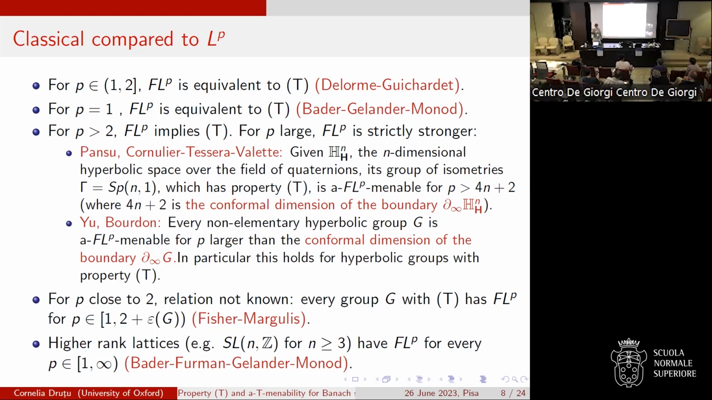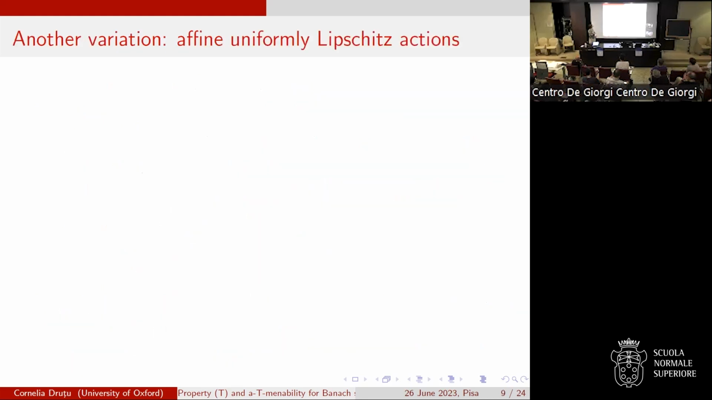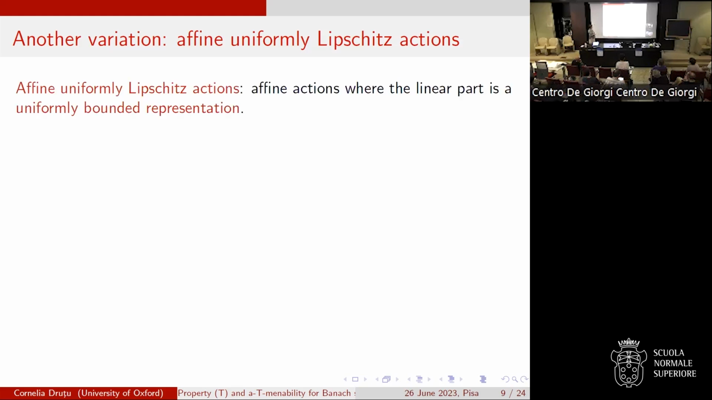Another way of varying property T and a-T-menability from this point of view, so affine actions on Banach spaces, is to tweak a little bit the linear part. So consider the so-called affine uniformly Lipschitz actions. For isometric actions on Hilbert spaces, there is an old theorem of Mazur and Ulam saying that they're always affine, in fact. So they always have a linear part that is unitary and the translation part. But if instead we consider affine actions that are uniformly Lipschitz, things change again. That means we are going to look at affine actions where the linear part is a uniformly bounded representation.